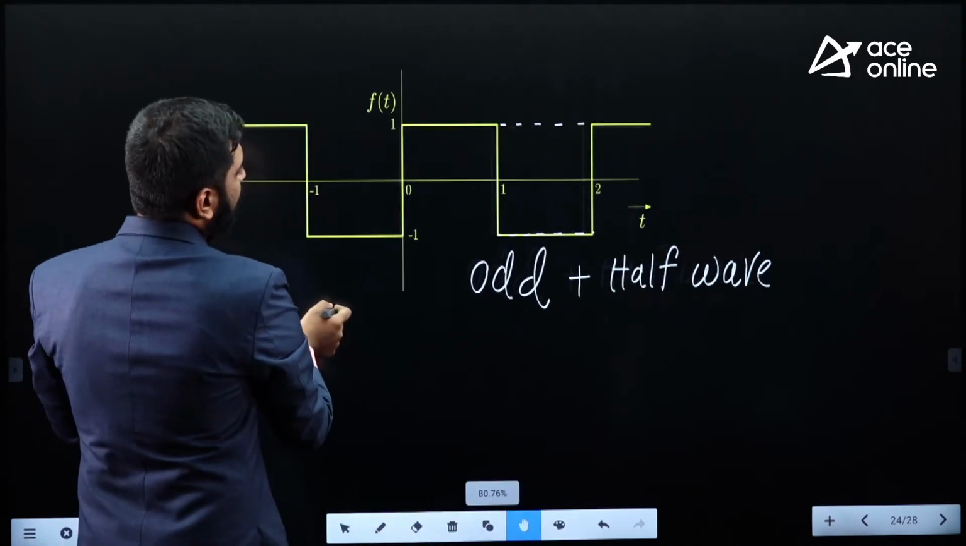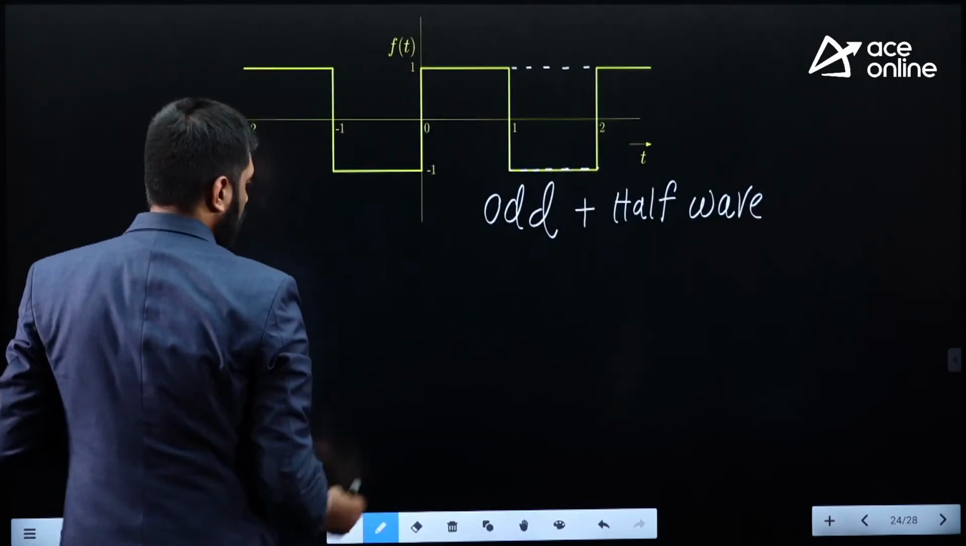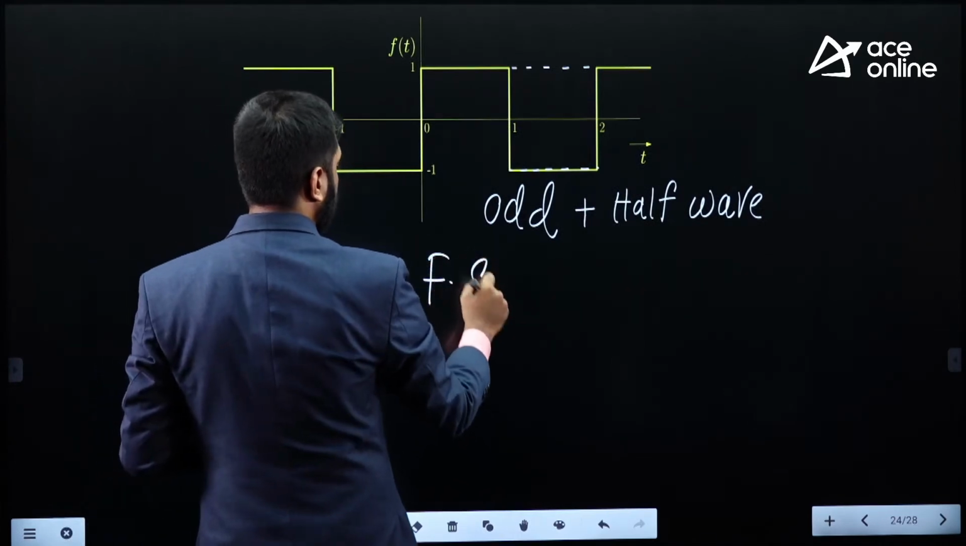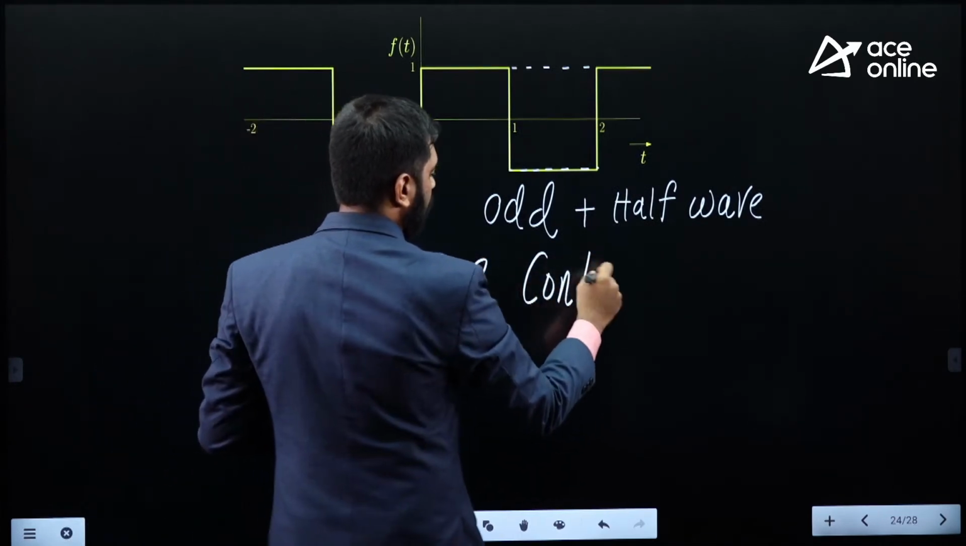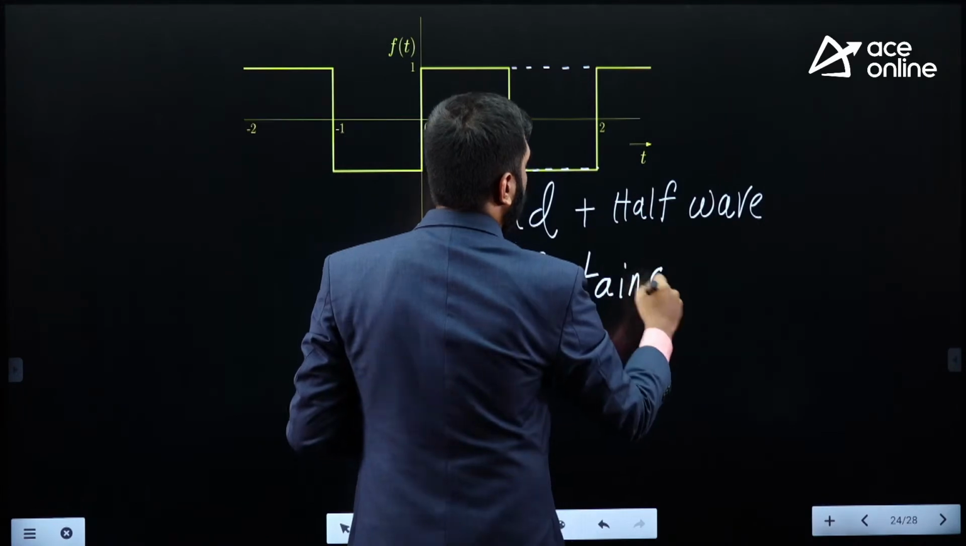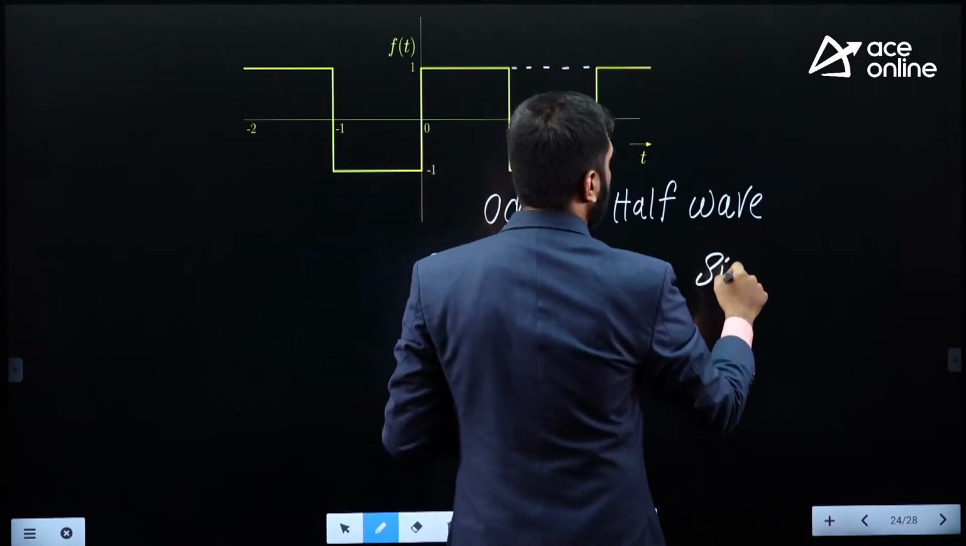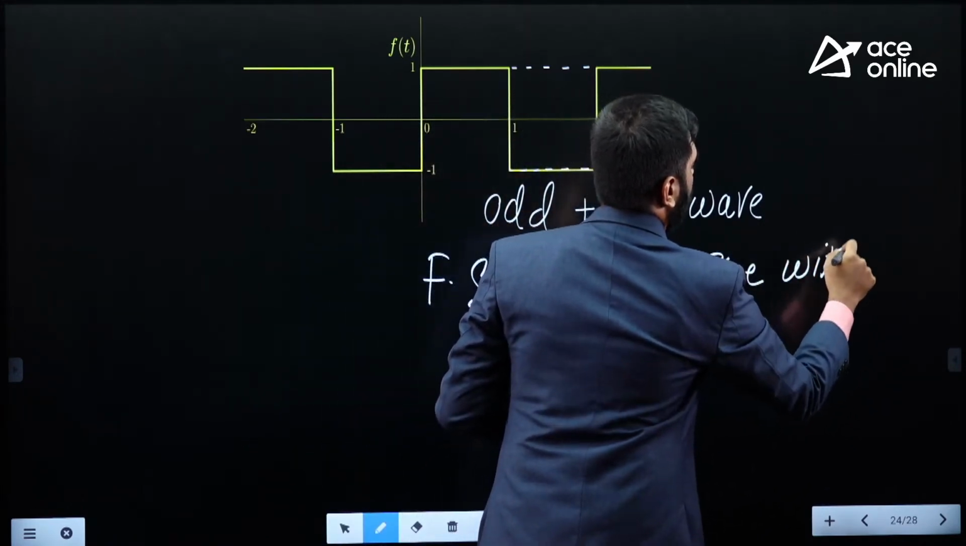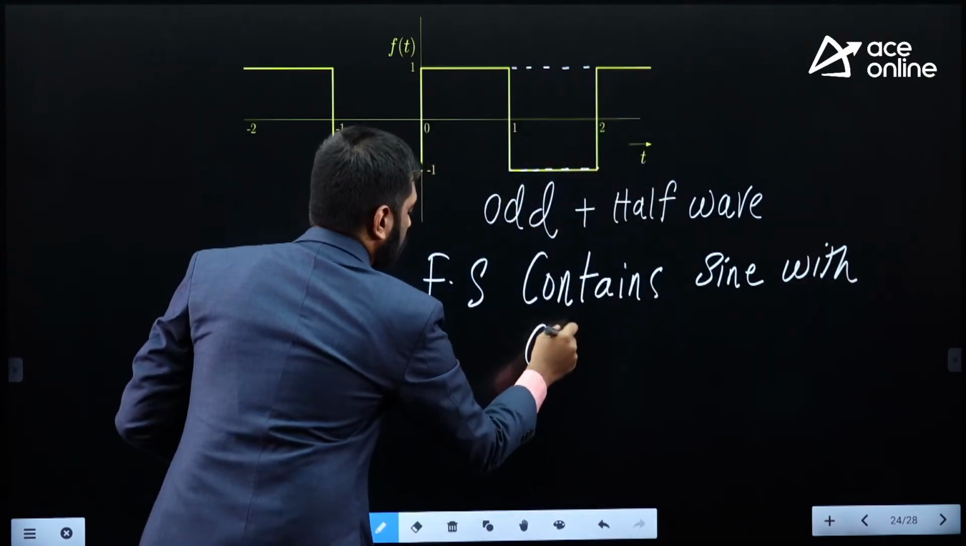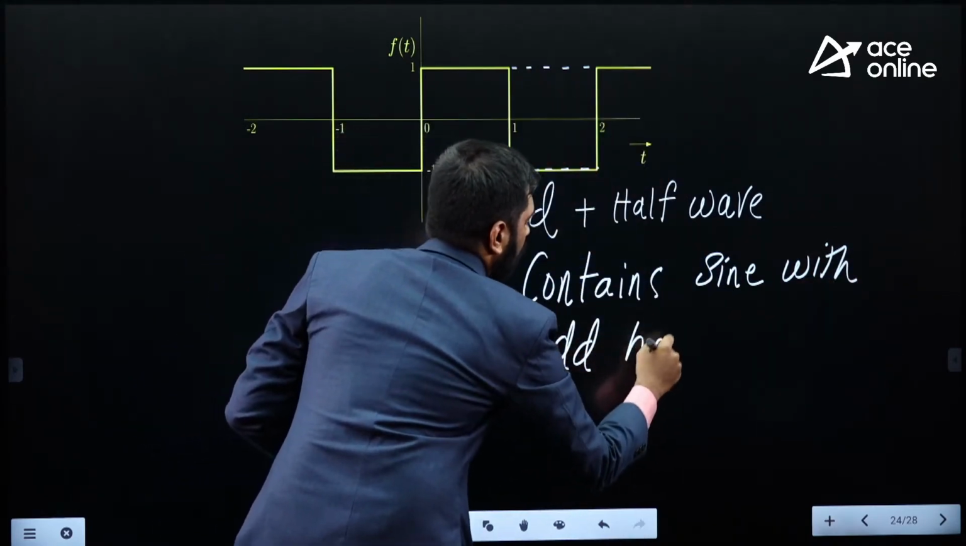So what do we have? We have sine with odd harmonics. The Fourier series contains sine with odd harmonics.